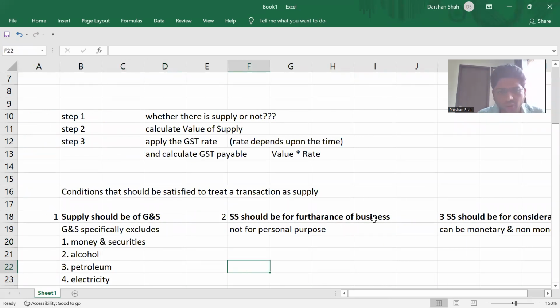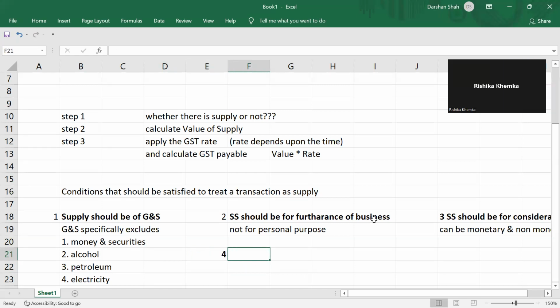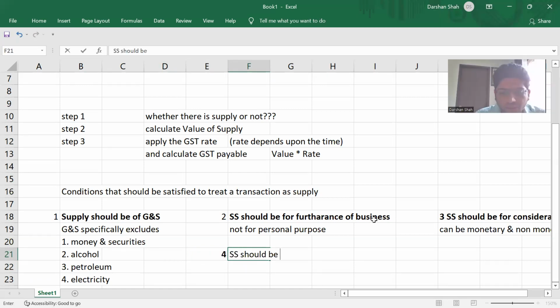Number 4. What is the fourth condition? Taxable territory. Correct. Supply should be in taxable territory. We saw that also. What is taxable territory? We saw the definition. For India, India means all Indian states and union territories, Indian land, and it will also include Indian territorial waters up to 12 nautical miles.